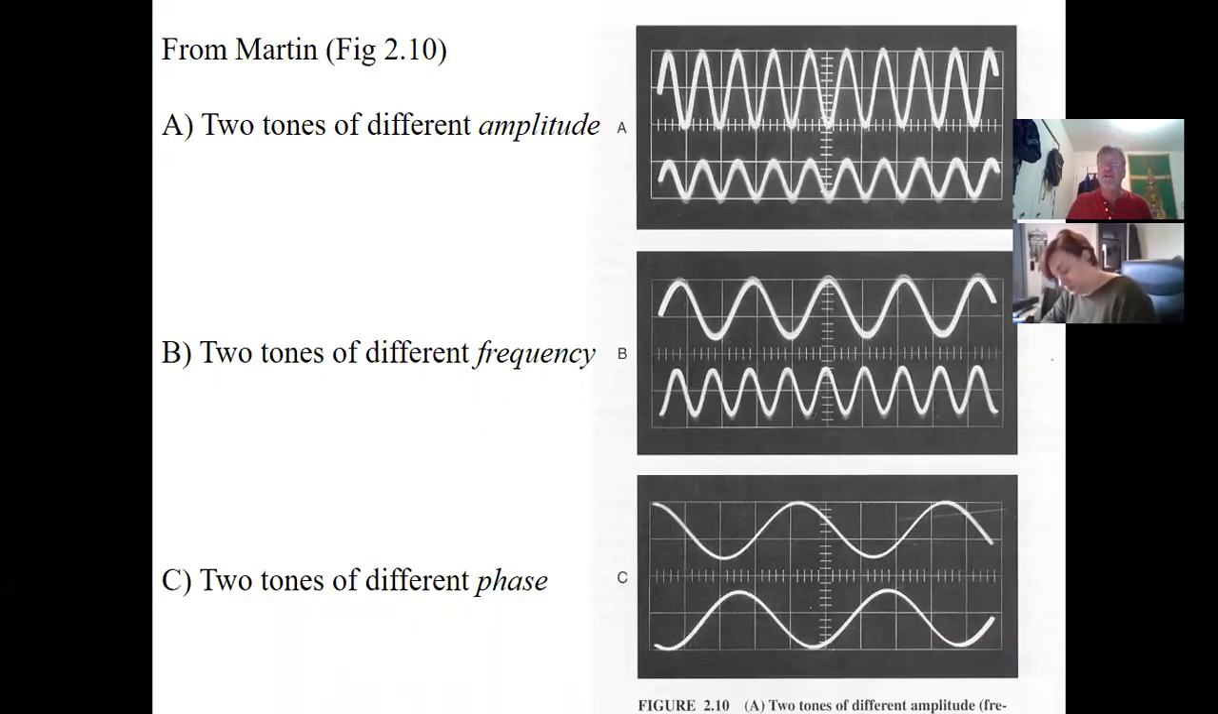The top is showing you amplitude. The middle is showing you frequency. The bottom is showing you time or phase. These are the 3 dimensions in which sound takes place. So look at the top pair. Are they the same in frequency?